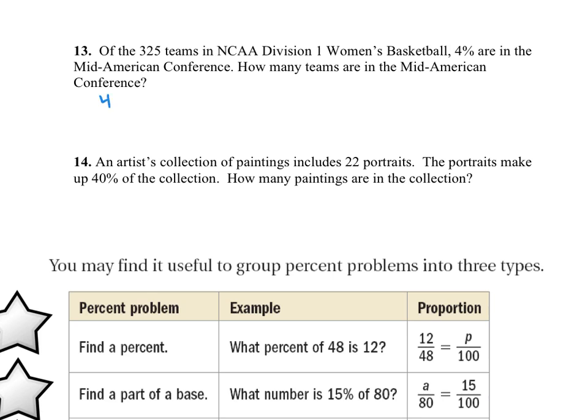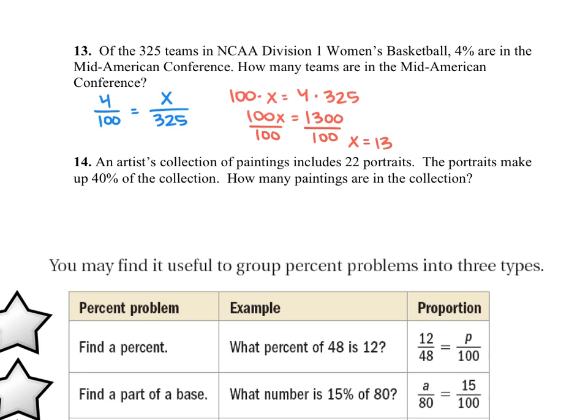So, I'm going to put 4 over 100 because the percent always goes over 100. And now I need to think carefully as if 325 represents the part or the whole. Well, it says of that many teams, so I know that it is the whole, and I'm trying to figure out which part are in the conference. So I have the whole division. I'm trying to figure out what part are in the conference. And then once I have my proportion set up, I can use cross products to solve. So I have 100x equals 1,300. I divide each side by 100, and x equals 13.